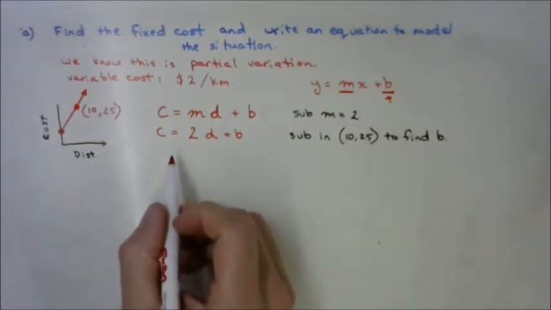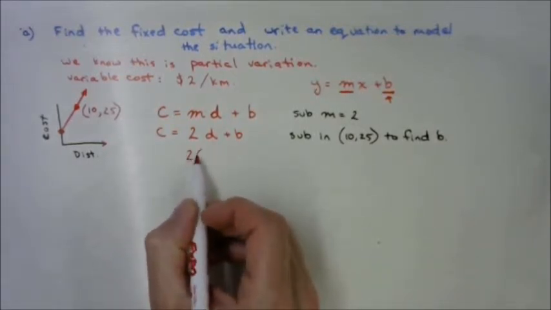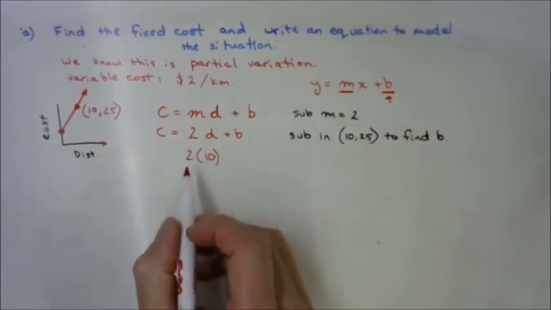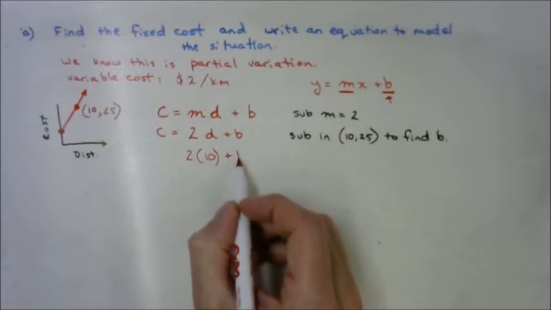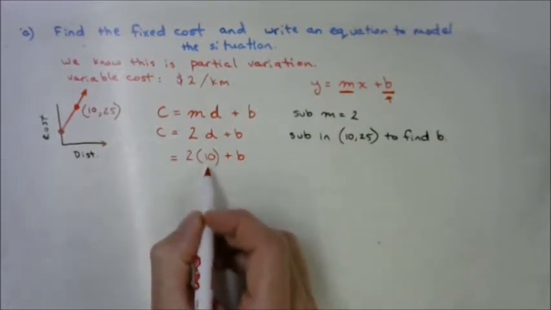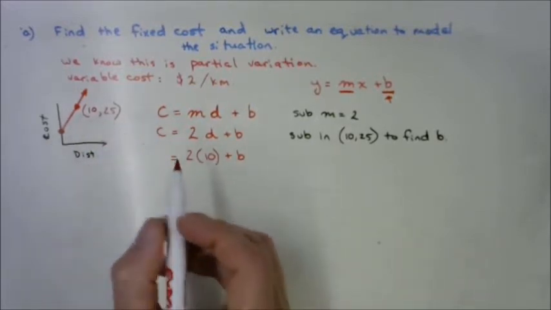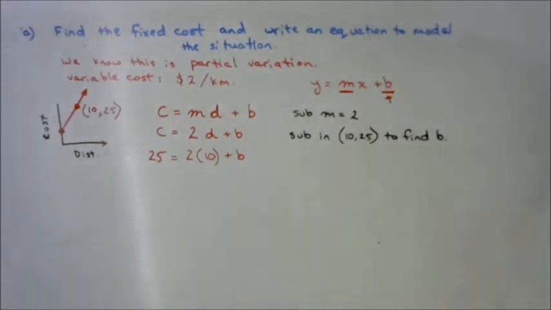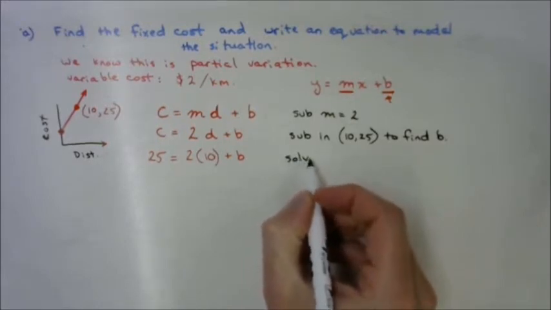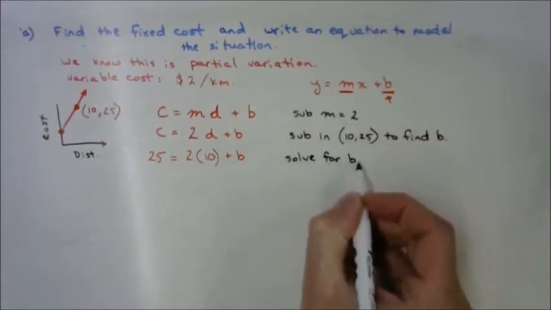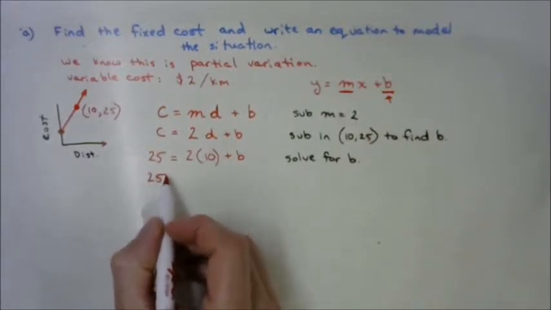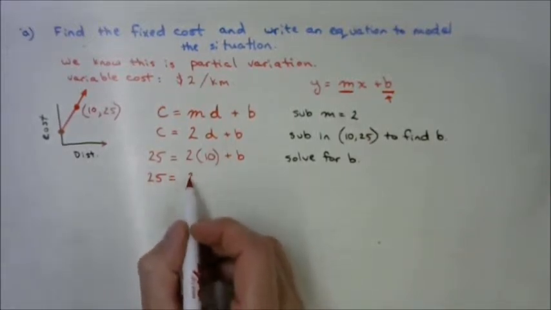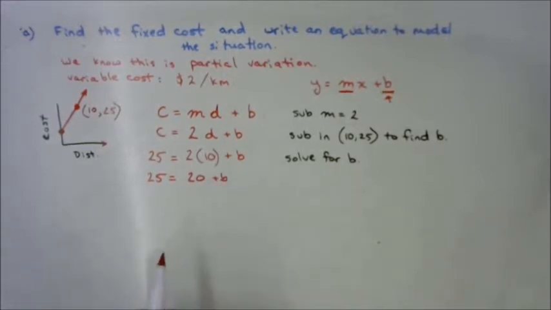Alright? So d is 10. Where'd you get 2 from? That's the slope, $2 per kilometer, the variable cost. We don't know b, and when d is 10, c is 25. Now we're going to solve for b. Did we have to get b by itself? Yep. What's 2 times 10? 20. What do I do next?